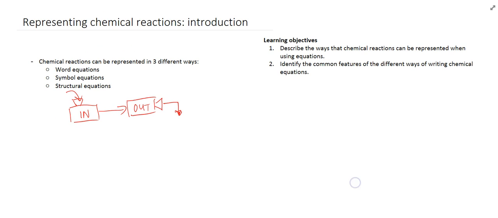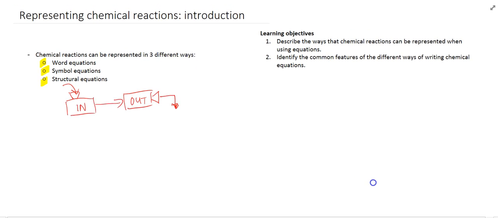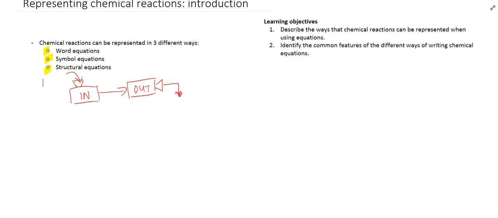Now there are three typical ways that we can represent chemical reactions, and they are listed here. So we can list them as word equations, symbol equations, or structural equations. Now in this video we're going to look at these three different ways of representing chemical reactions in very brief detail. We're also going to identify the common features of these different ways of writing chemical equations. So there are some common rules between them. So let's look at these common features first.